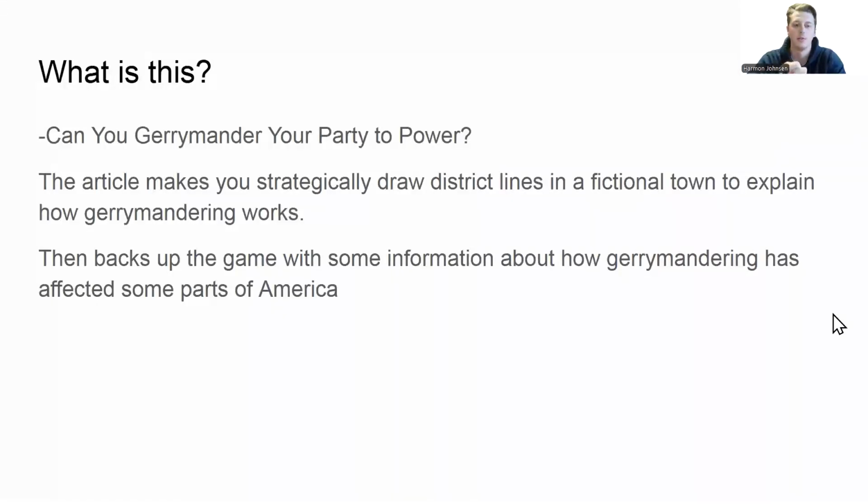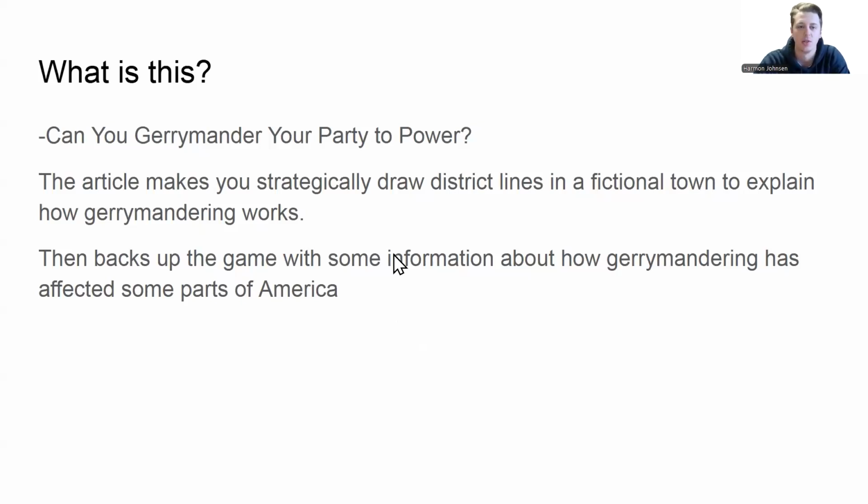So the article I chose is Can You Gerrymander Your Party to Power? The article makes you strategically draw lines in a fictional town to explain how gerrymandering works. You'll see that here in a second when I go to the website. It then backs up the game with some information about gerrymandering and how it's affected parts of America.